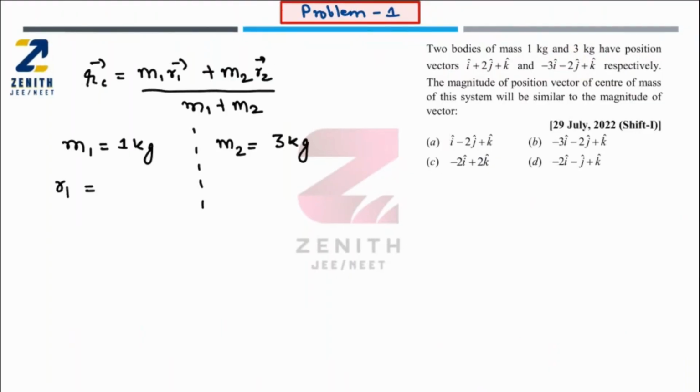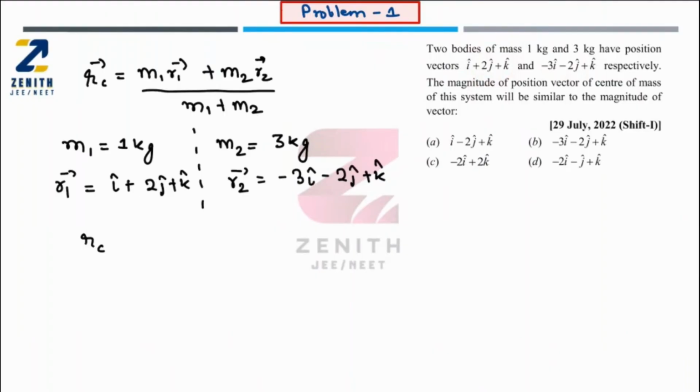So r1 vector, the position vector, is nothing but i cap plus 2j cap plus k cap. That means these two point masses are located at 1, 2, 1 and minus 3, minus 2 and 1. They have clearly mentioned the position vectors, so you can take them as r1 and r2. So r2 vector is minus 3i cap minus 2j cap plus k cap.